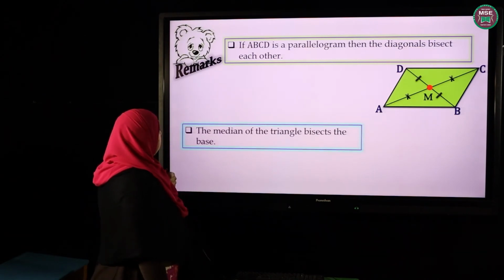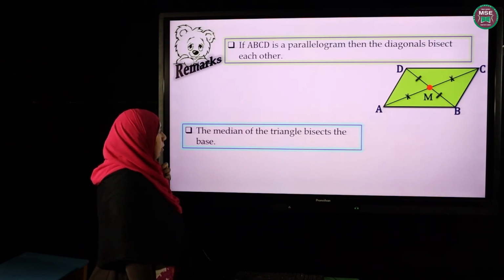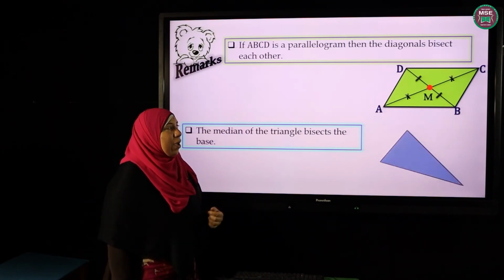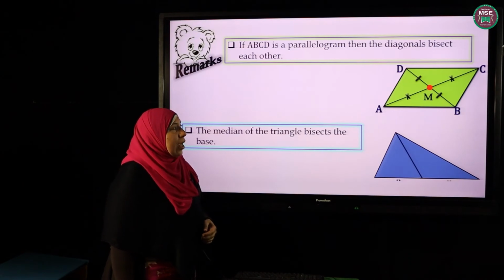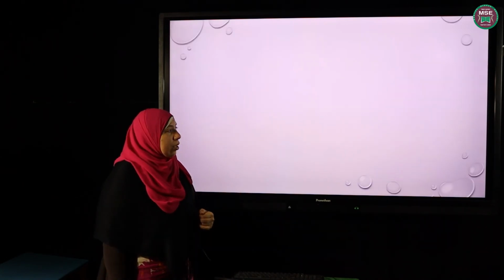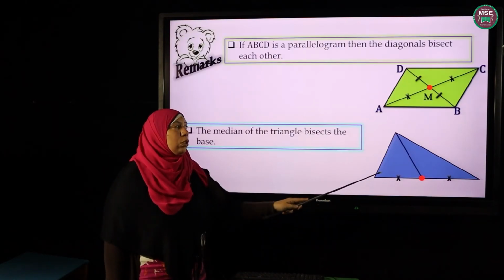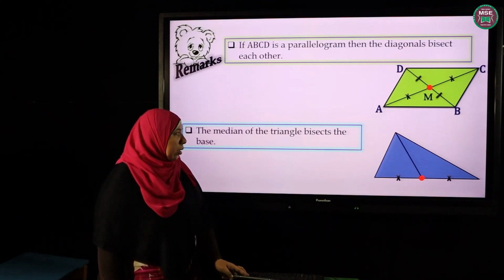Another remark: the median of the triangle bisects the base. If I have triangle ABC and AD, for example, is a median, then this point D is the midpoint of the opposite side.